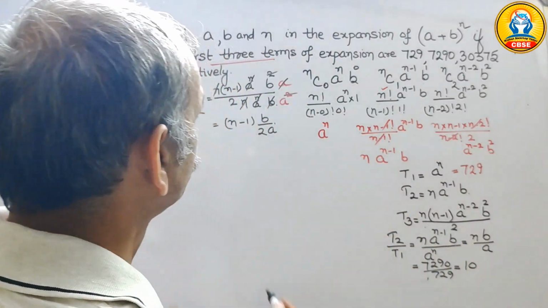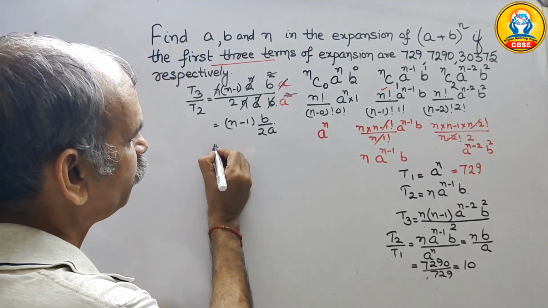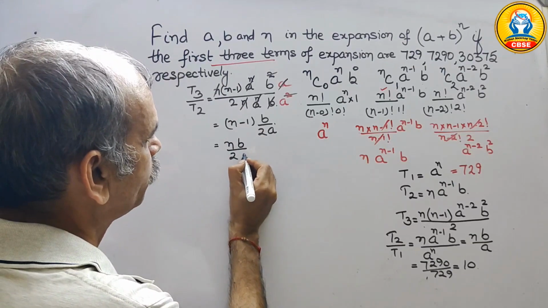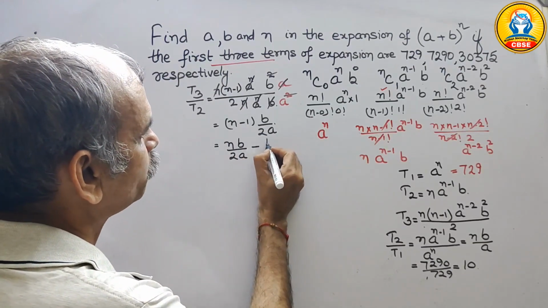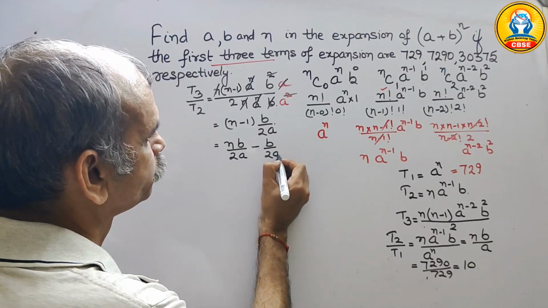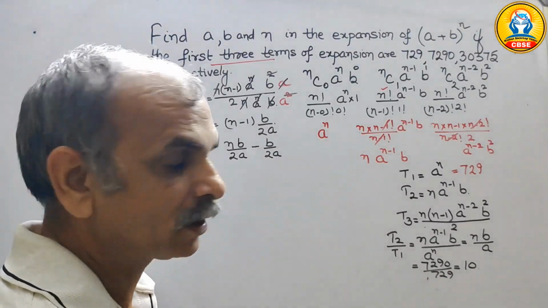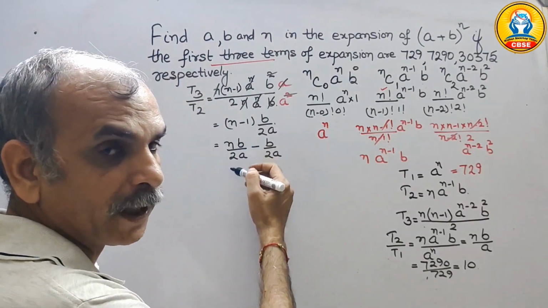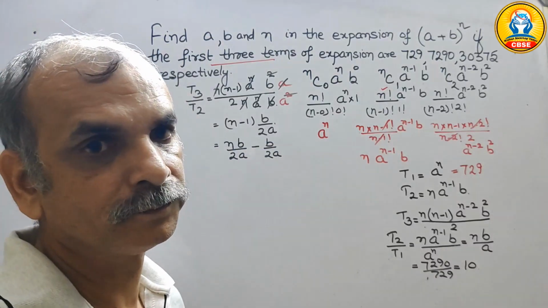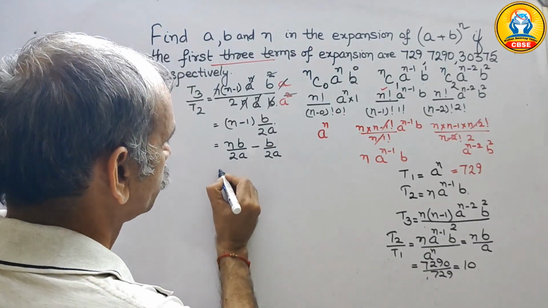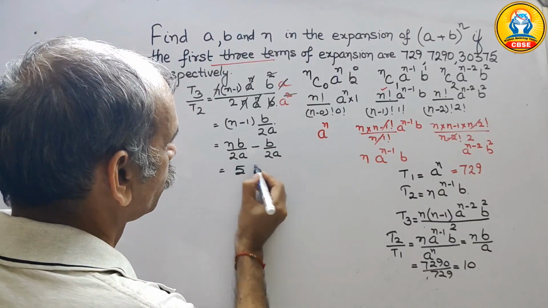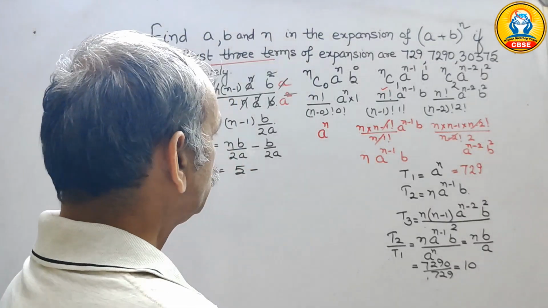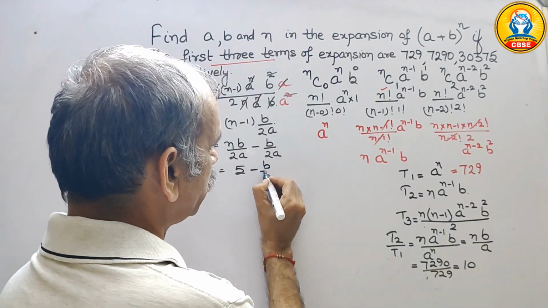Where will we get it? Here, multiply this. If you multiply this, you will get nb by 2a minus b by 2a. This you will get. So this will be your 10. So 10 by 2 is 5. And this will be b by 2a.